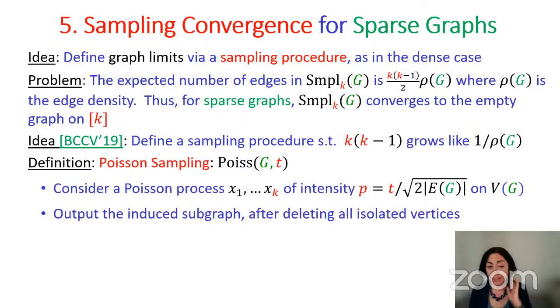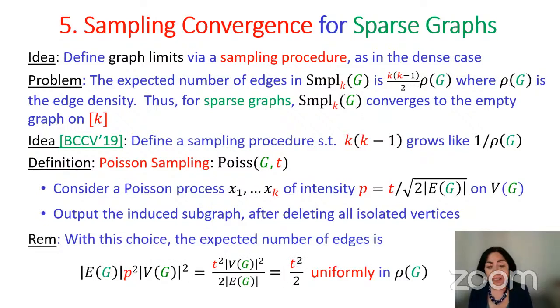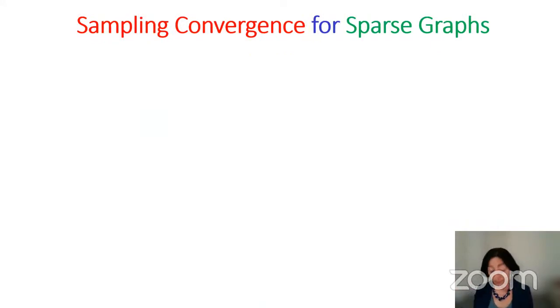And we call this Poisson sampling. To Poisson sample a graph, we consider a Poisson process of intensity p, which scales like t over the square root of twice the number of edges. If we were in the case of a dense graph, this would just be t over n, but here it's t over square root of m. And we output the induced subgraph after deleting isolated vertices. And with this choice, the expected number of sampled vertices, which is p squared n squared, is t squared over 2 uniformly in rho. Okay, so the expected number of edges is uniform in the density because we've been sampling more to make up for the fact that the density is going to zero.